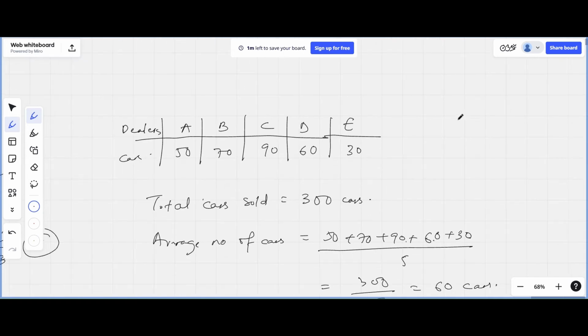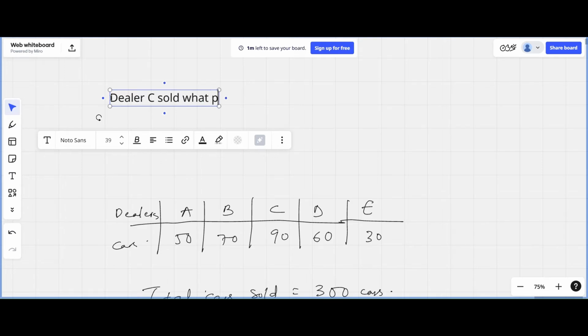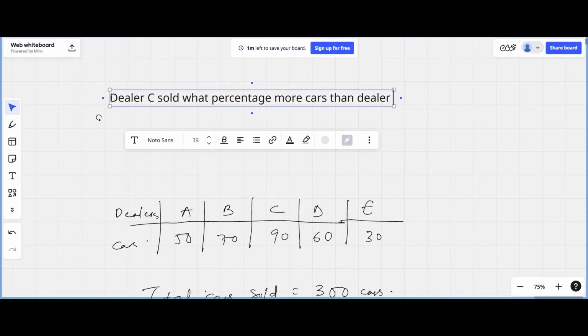Then the next question. Dealer C, it's a tricky question now. Dealer C sold what percentage more cars than dealer A? So how can you do that?